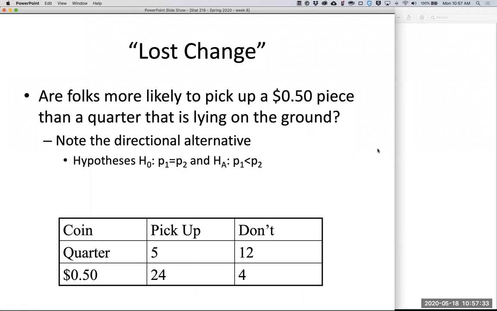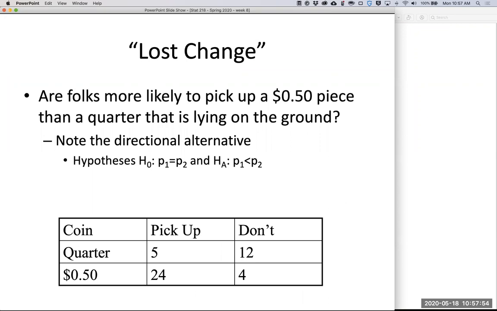Okay, another example. Lost change. A group of students tried to glue a coin to the ground near the campus market on a sunny pair of days. One day it was a quarter, one day it was a 50-cent piece. And they observed whether people were attempting to pick up the coin or not.